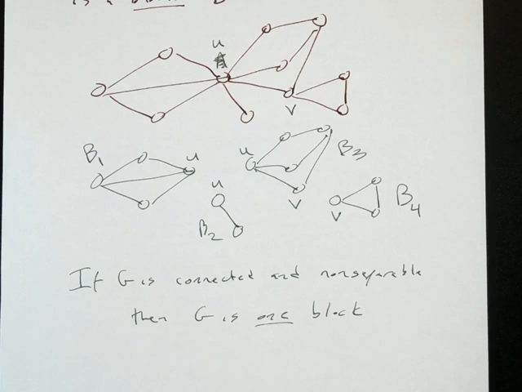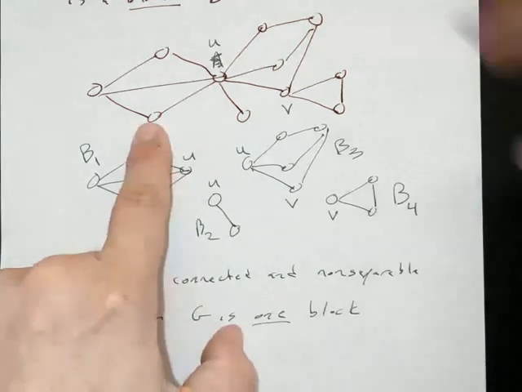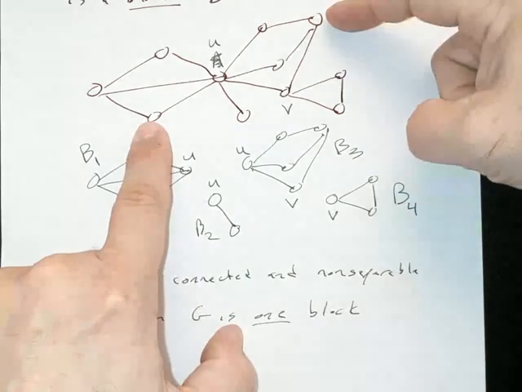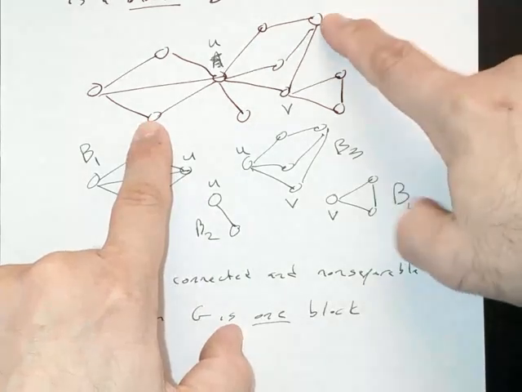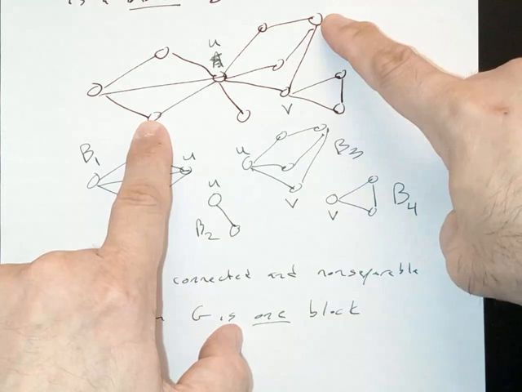Start there. Pick two vertices. Which two did you pick? This one? Why do those not lie on a common cycle?